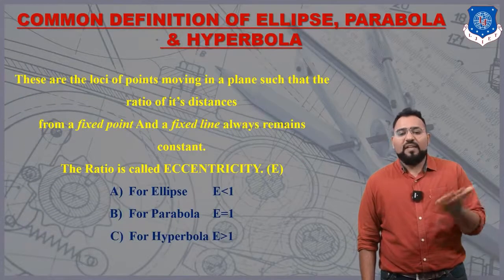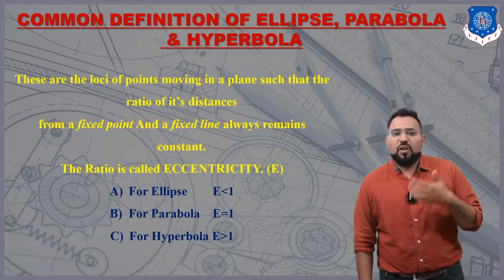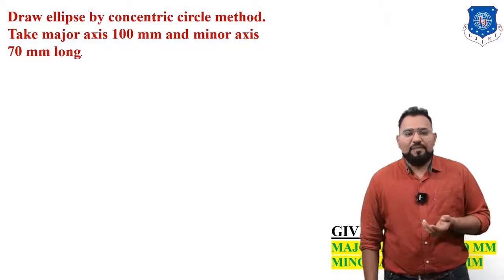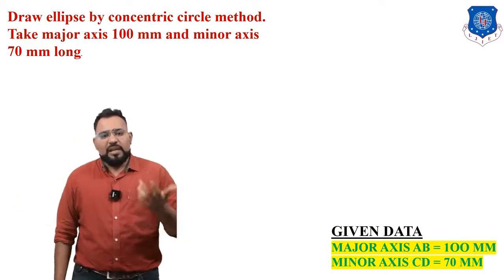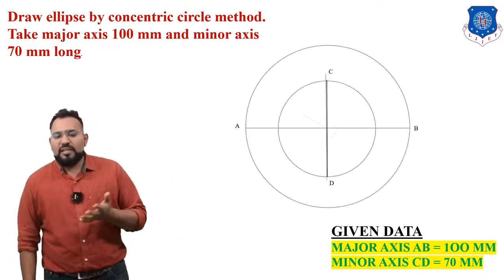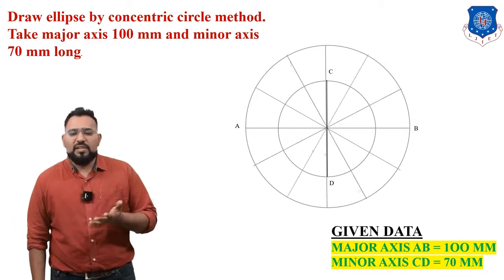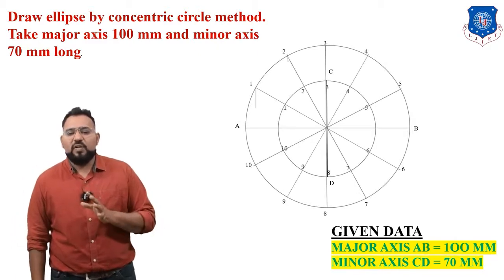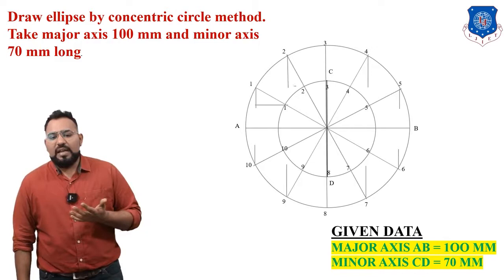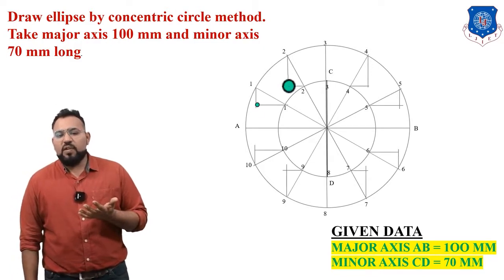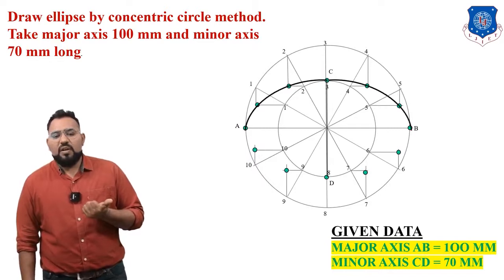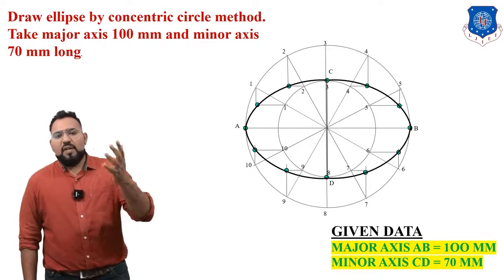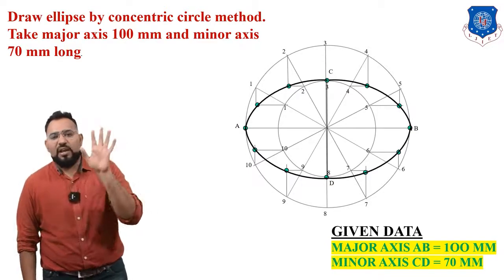After that we defined the common definition of the ellipse, parabola and hyperbola, and then we saw one method of drawing an ellipse. Again, see your screen and quickly revise. This is just a quick revision of what we have done in the last video, up to this much.